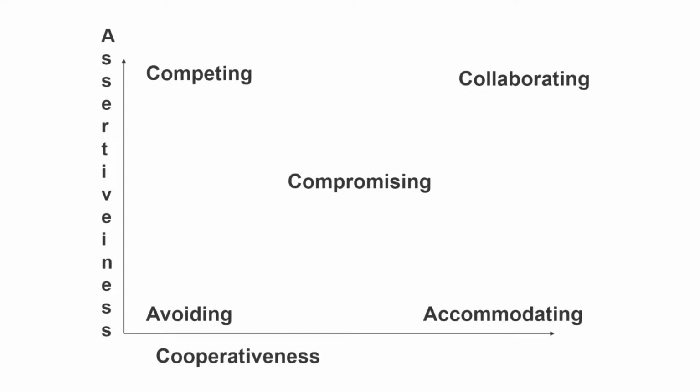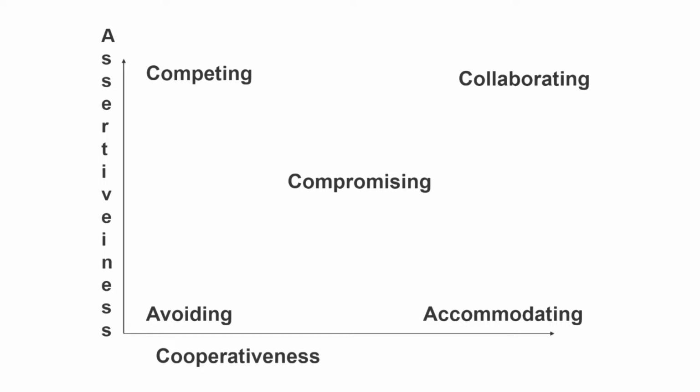Here we see the 2 scales, assertiveness and cooperativeness. You can see at the top end of assertiveness is competing, and the bottom end of assertiveness and cooperativeness is avoiding. So that means avoiding is no focus on yourself at all, but it is also no focus on others. It's actually withdrawing, not putting forward your view, but also not going along with others and not even thinking about their world, withdrawing completely.